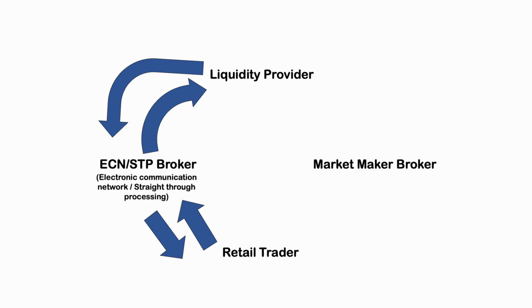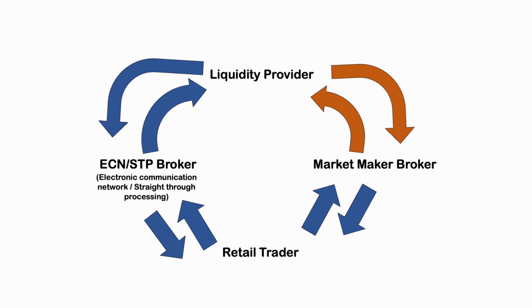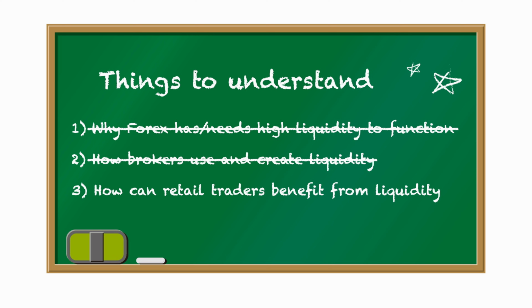Now, I know I skipped over market maker brokers, but they are very easy to explain. They are basically mini liquidity providers that retail traders can place orders with directly. They will take the opposite of your trades and then hedge their own positions with liquidity providers instead of passing your position to them. So now, knowing all this is great, but how can you benefit?